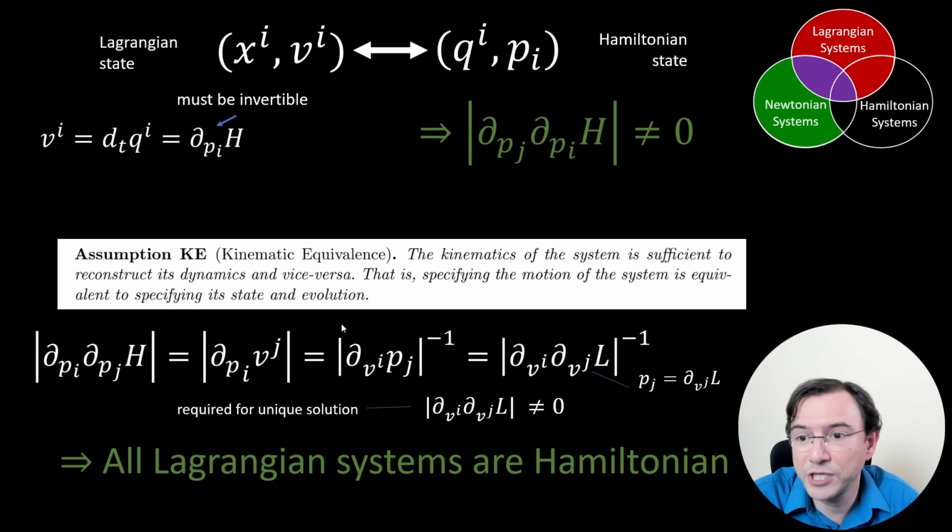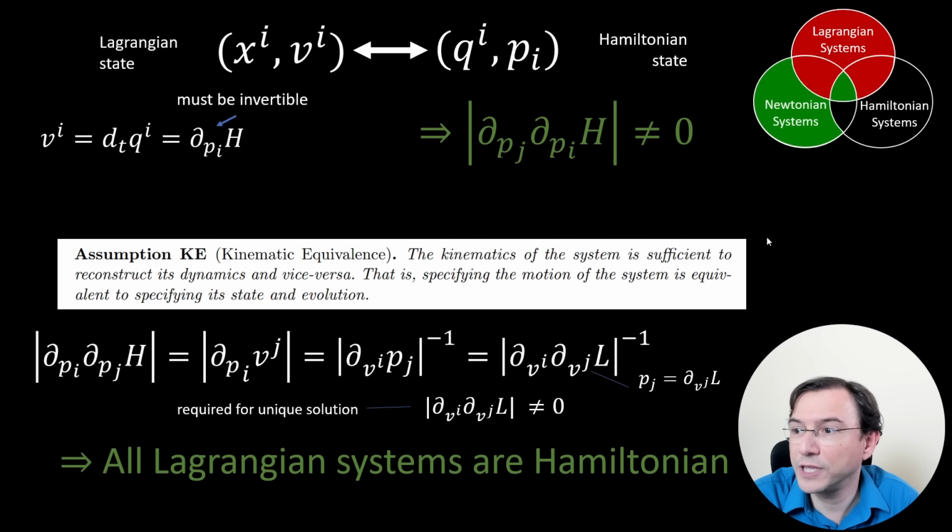So this condition, saying that the determinant of this matrix is different than 0, is saying that the determinant of this matrix is different than 0. But again, this was the requirement for having the unique solution. So we are guaranteed that for all Lagrangian systems that we can go and write a Hamiltonian for, this is actually satisfied. And so all Lagrangian systems are Hamiltonian. There is nothing here. All Lagrangian systems are Hamiltonian systems and are also Newtonian systems.